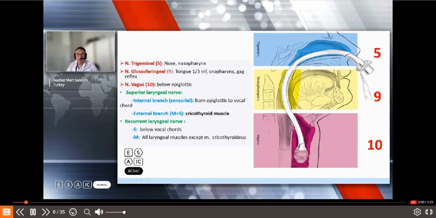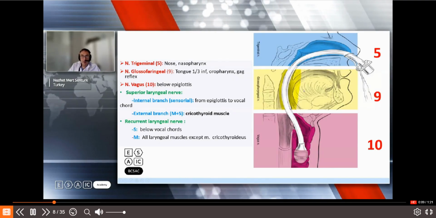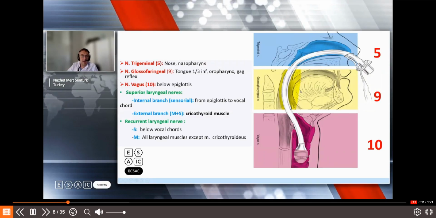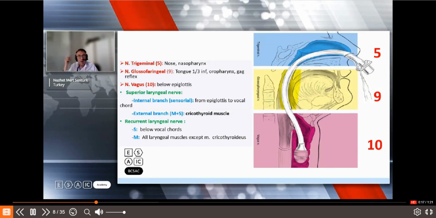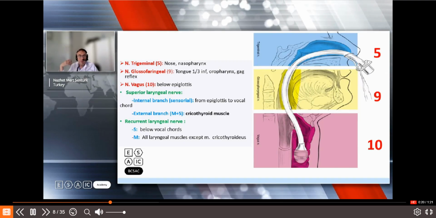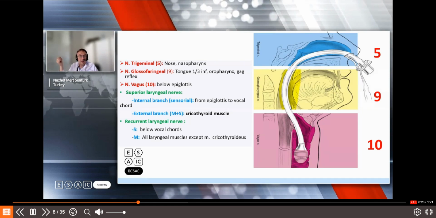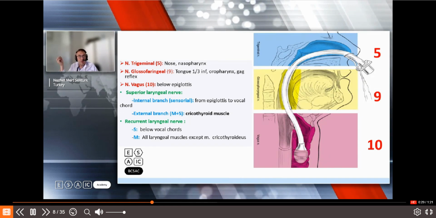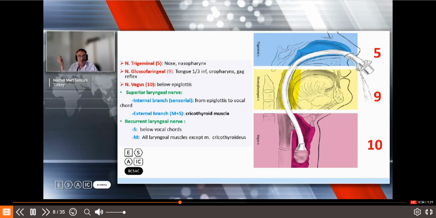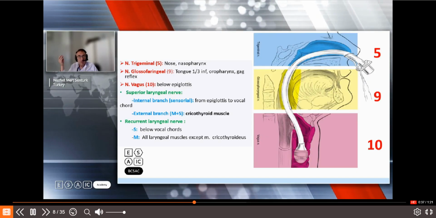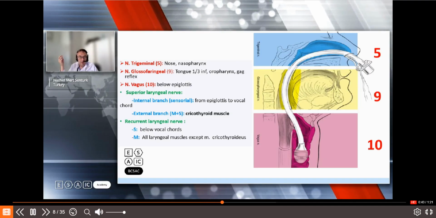Something about the innervation of the upper and lower airway. For the very upper part, for the nose and nasopharynx, the trigeminal nerve, the fifth pair, is responsible. Afterwards, for the mouth, the inferior third of the tongue and the oropharynx, the responsible nerve is the glossopharyngeal nerve, which is the 9th pair. The 9th pair glossopharyngeal nerve is also responsible for the gag reflex that we have to know. And below the epiglottis, we have the nervus vagus, the 10th nerve.